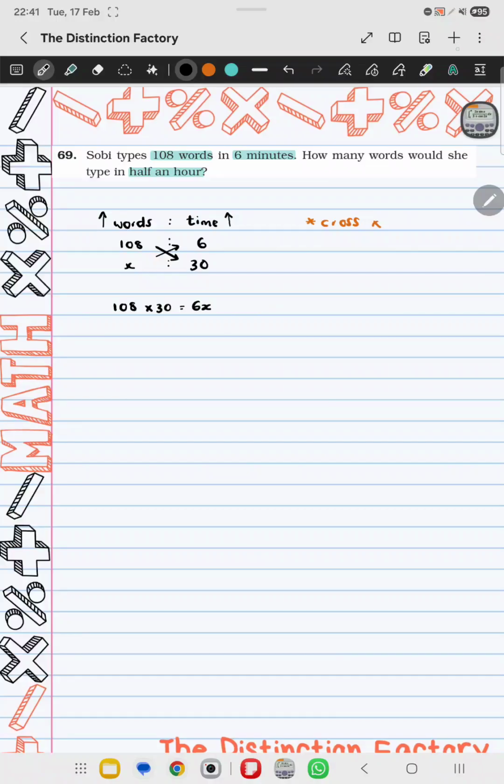All right, solving this gives us 3,240, and then we need to get rid of the 6, so we'll divide both sides by 6. 3,240 divided by 6 equals 540, and then the 6s will cancel and we are left with x. So that means that she will be able to type 540 words in a half an hour.